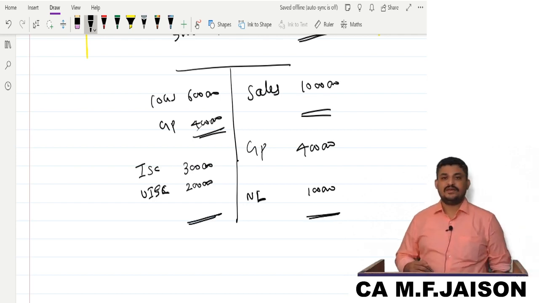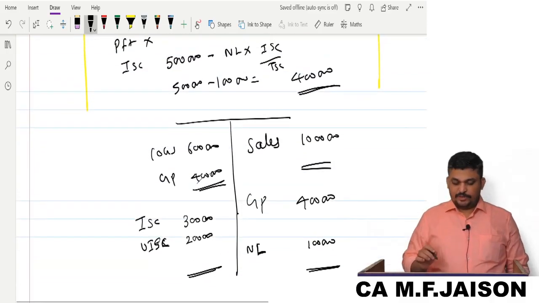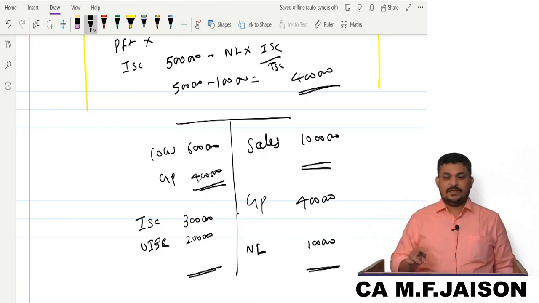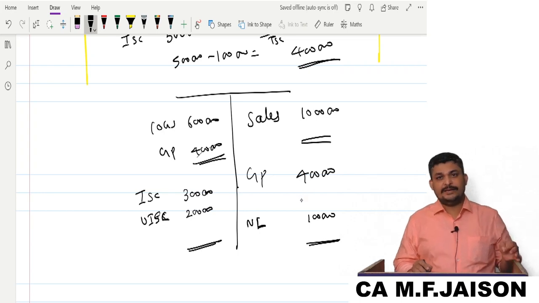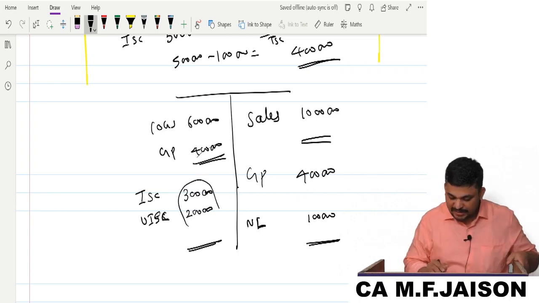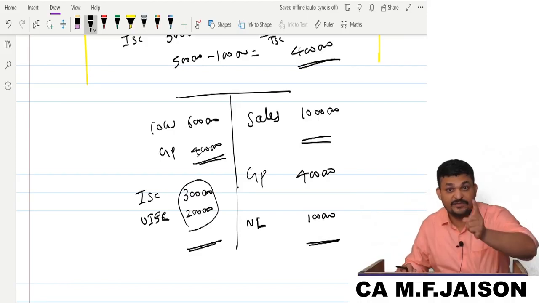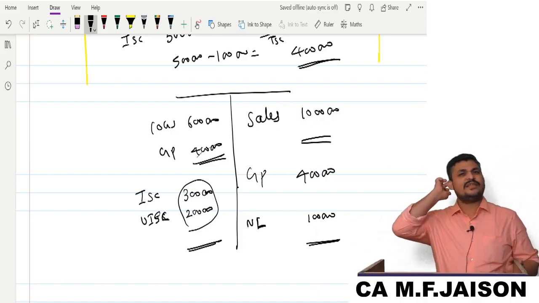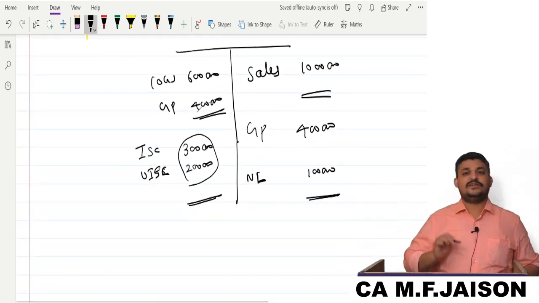Now listen carefully, my dear friends. First of all, you are anyway incurring total standing charges of 5 lakhs. Now your business is contributing only 4 lakhs to bear this 5 lakhs, and thereby you are incurring a loss of 1 lakh. So you should properly follow. You are incurring a loss of how much? 1 lakh. Don't focus on the numbers, try to understand the concept. So there is a gross profit of 4 lakhs.